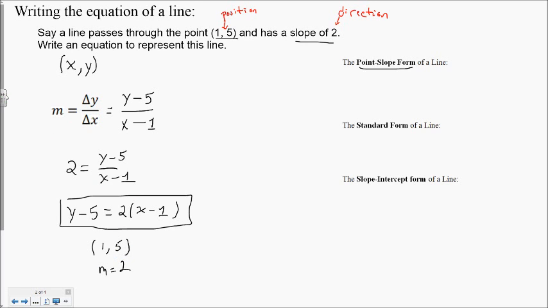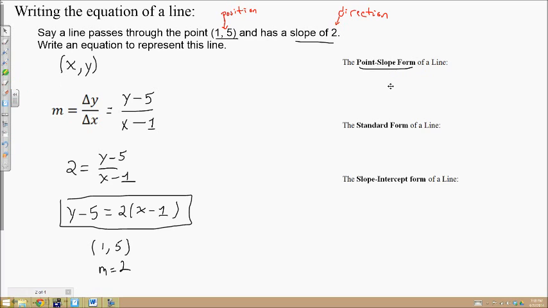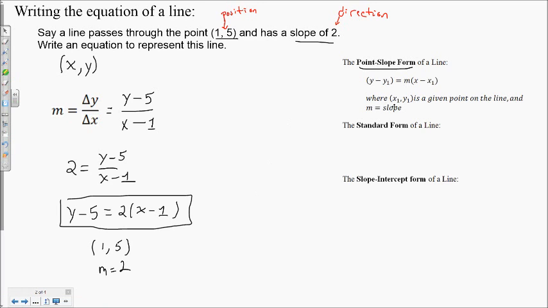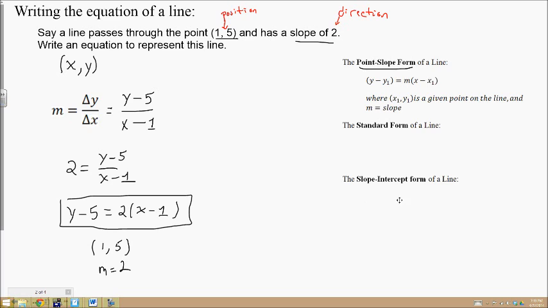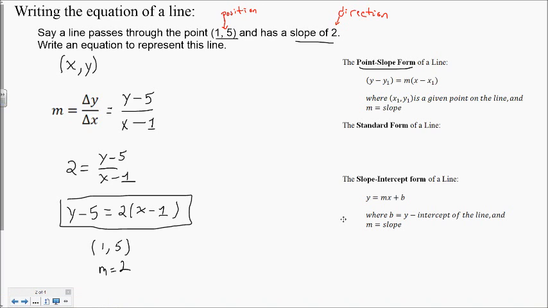In general, this equation can be written in the following way. Given the coordinate of a point that's on the line, (x1, y1), and the slope of that line, m, this is what's called the point-slope form of a line. Another form of a line, one that you're probably already familiar from algebra, is the slope-intercept form, which is y equals mx plus b, where b is the y-intercept and m is the slope.